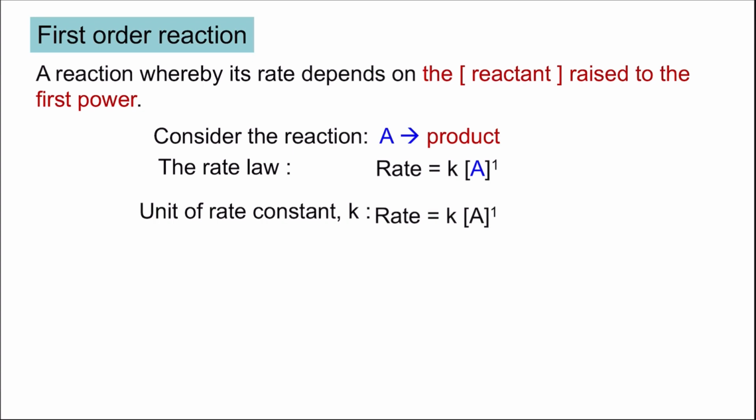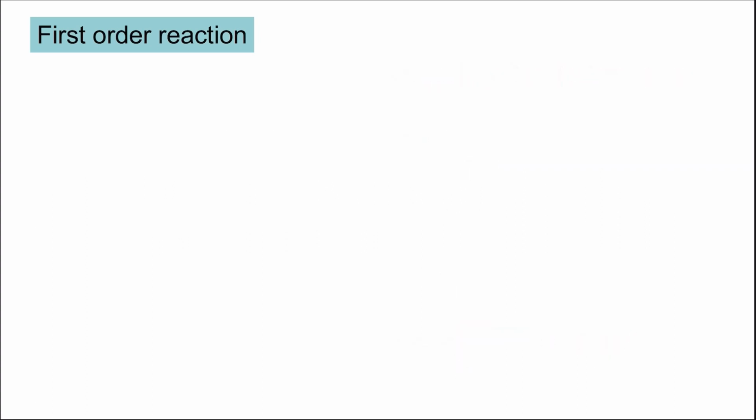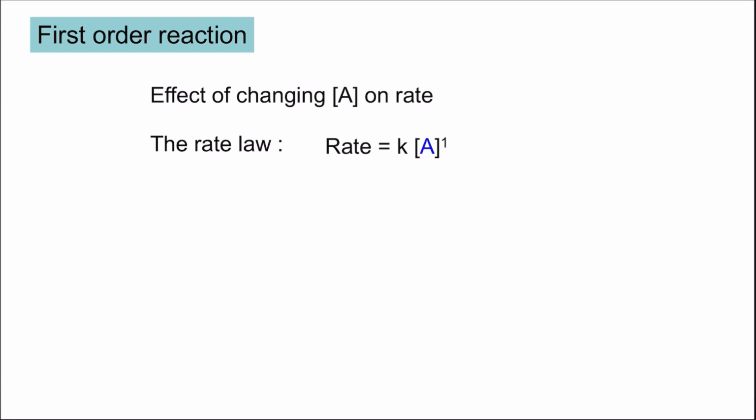So, saya rearrange jadikan k sebagai subjek saya. Saya akan masukkan unit untuk rate di mana molar per time dan unit untuk concentration molar, yang tinggal adalah per time. So, unit untuk rate constant for the first order reaction adalah per time. Your time can be in second, minutes or anything else. Dan sekiranya saya change concentration on the rate, ini adalah rate law for the first order reaction.